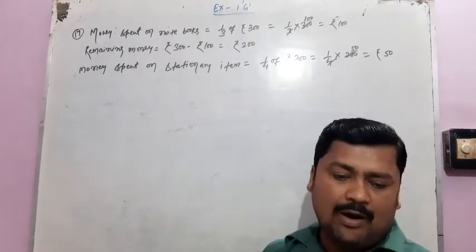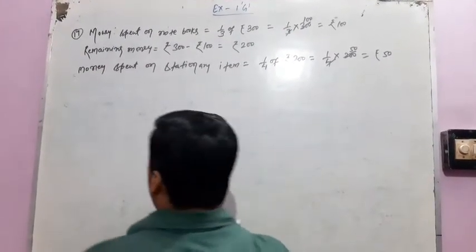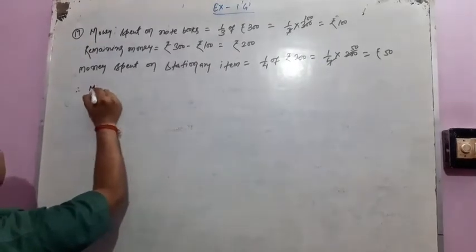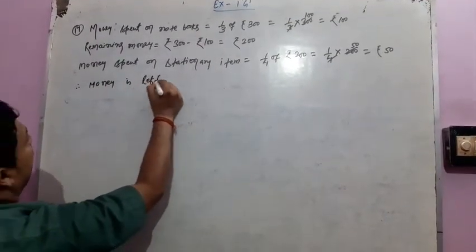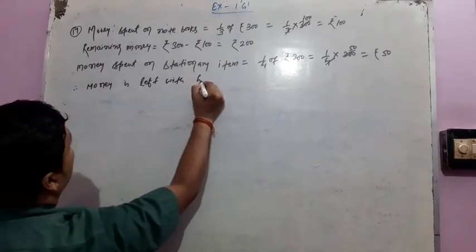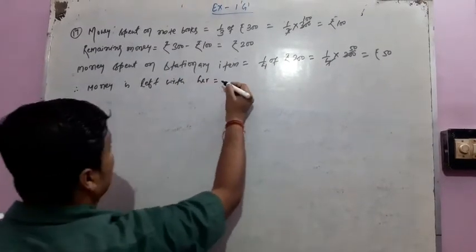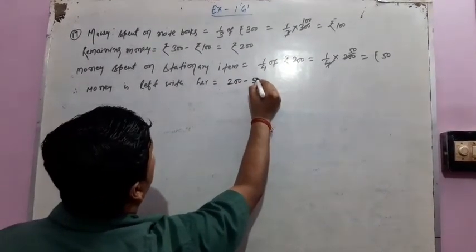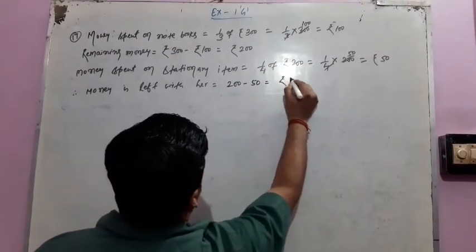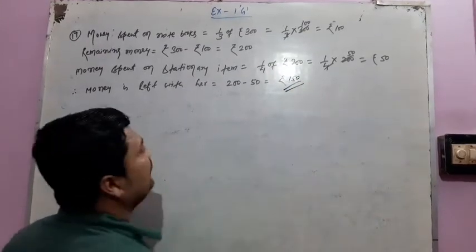Now, how much money is left with her? That is, what money is left with her? 200. Out of these, 50 rupees she has already spent. So money left with her is 150 rupees.